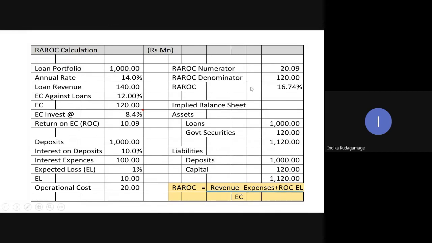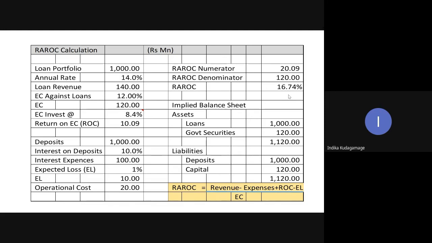Then below is economic capital. Economic capital is this. Right? So 20.09 divided by 120 is 16.74%. By granting this loan, we have a risk-adjusted return on capital of 16.74%. This is a normal calculation we do for any customer when we are lending.